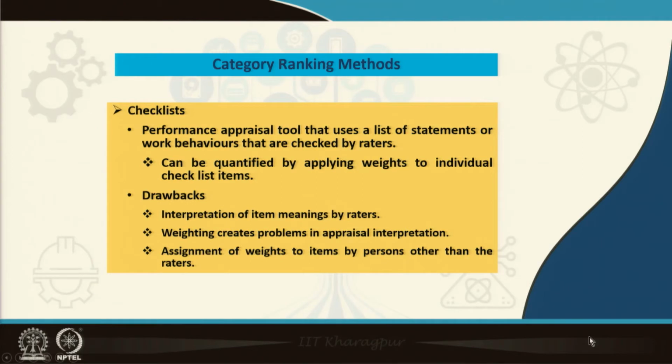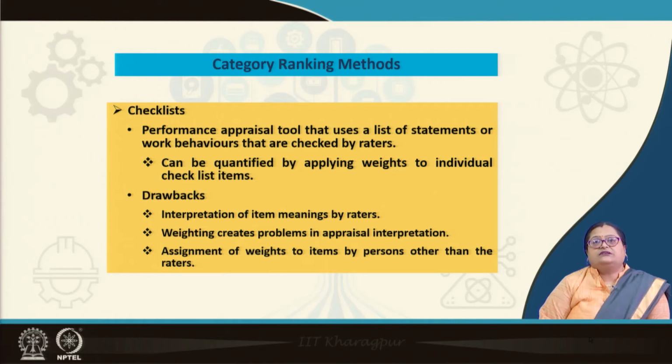Category ranking methods, one of that is the checklist. It is a performance appraisal tool that uses a list of statements or work behaviors that are checked by raters. Can be quantified by applying weights to individual checklist items. What are the drawbacks? Interpretation of items and meanings are by rater, so it may vary from rater to rater. Weighing creates problems in appraisal interpretation. Assignments of weights to items by persons other than the raters may also be problematic.